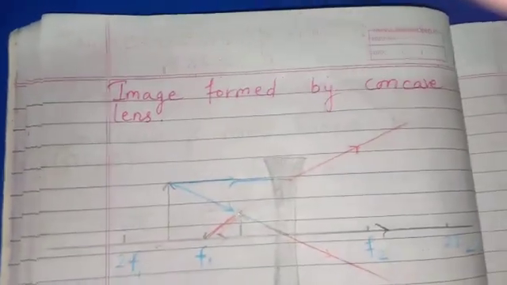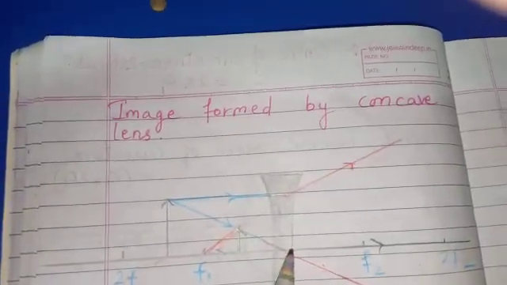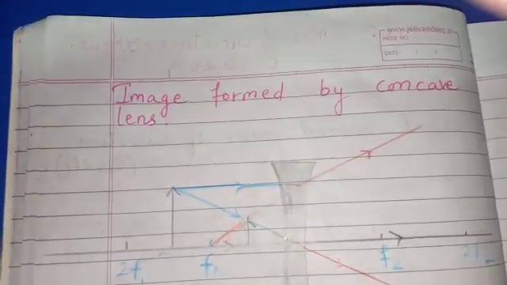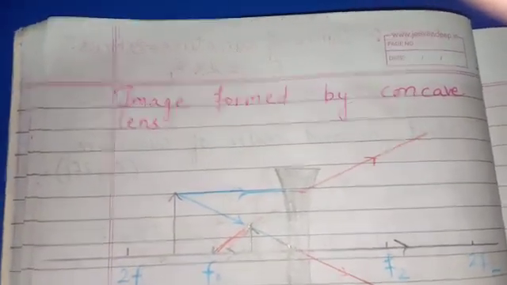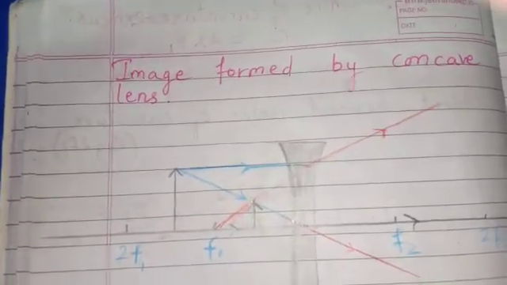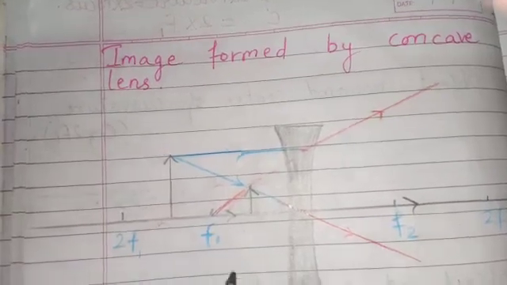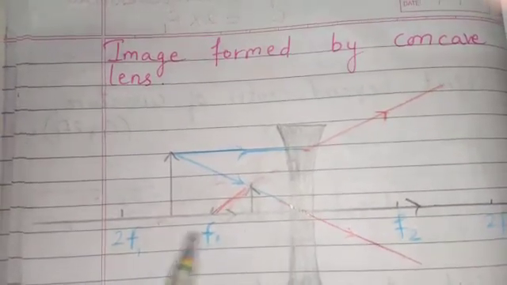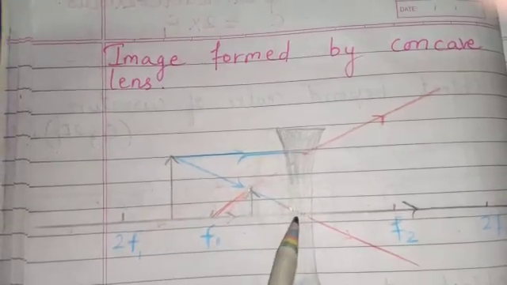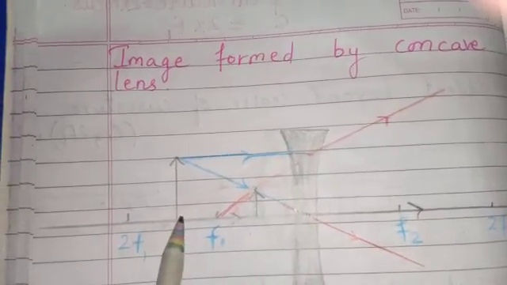See here, everybody can see this is a concave lens, right? There are only two cases: when the object is kept at infinity, or anywhere in between infinity and the optical center. The first case I have taken here: the object is placed anywhere in between the optical center and infinity. Here is the object.